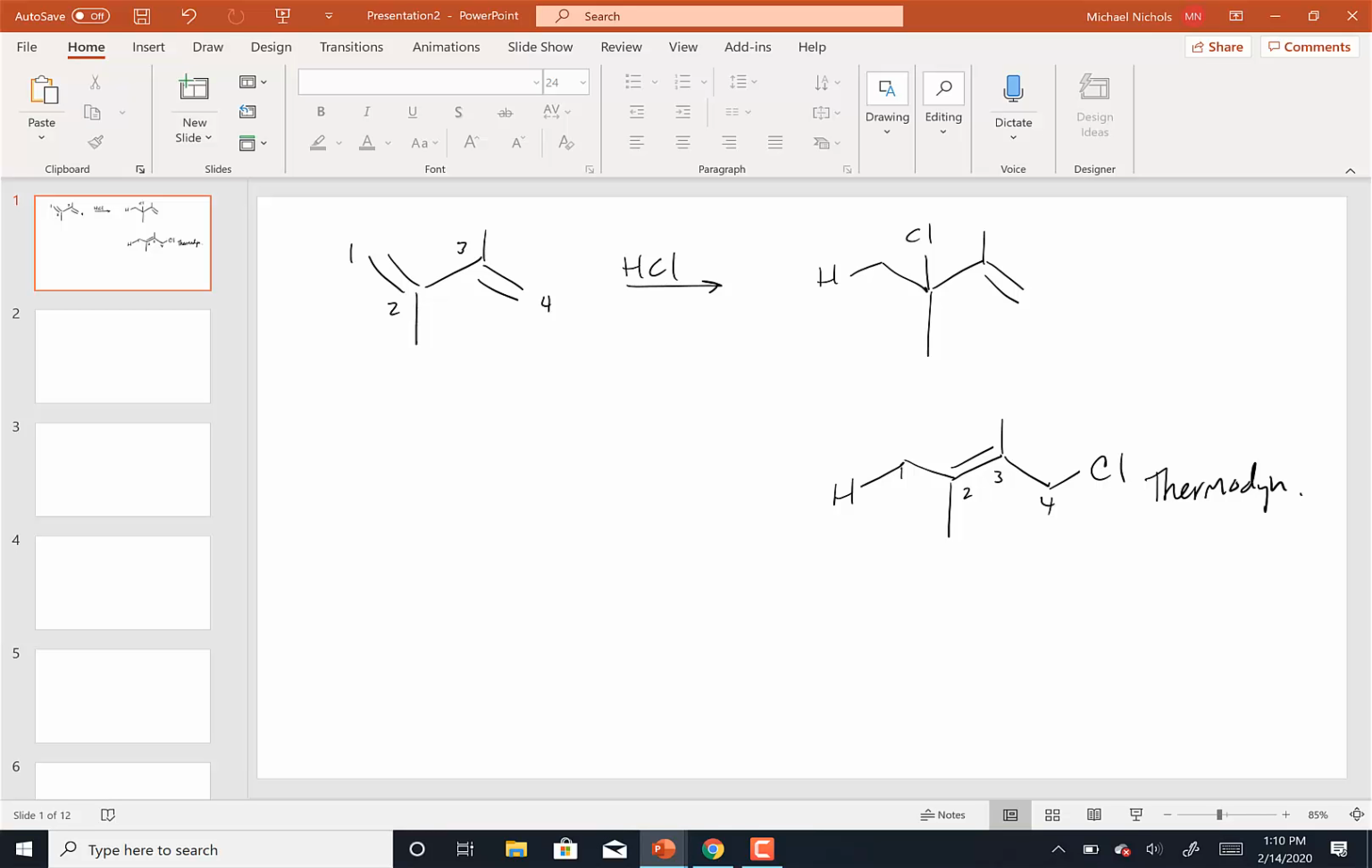So what kind of carbocation did this come from? It came from a tertiary one, a tertiary allylic carbocation, so that would be the kinetic product because that's going to be more stable than having the plus charge on carbon 4.